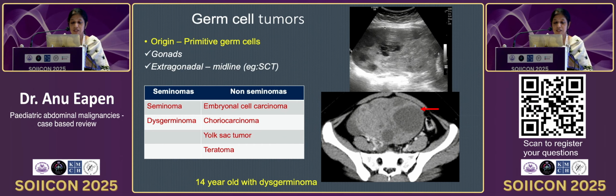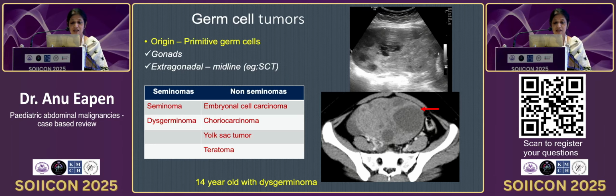Lastly, germ cell tumors. This was a 14-year-old girl who was incidentally detected to have an ovarian mass. And this turned out to be a germinoma. The origin of these is from primitive germ cells, usually in the gonads, the testes or the ovaries, but some of them can be extragonadal, usually in the midline, for example, a sacrococcygeal teratoma.